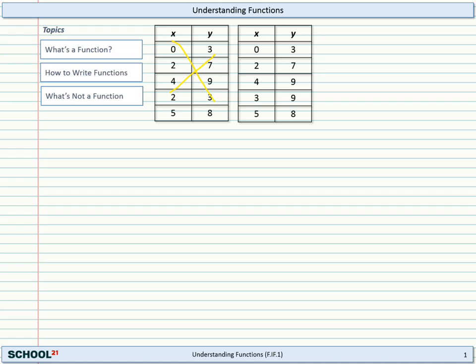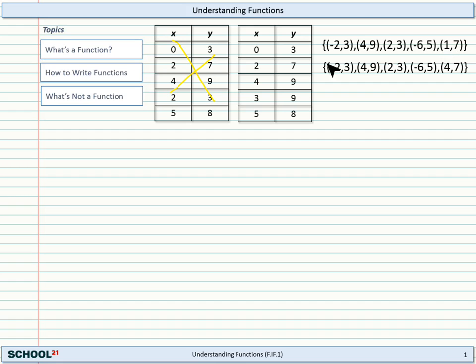The other one is a function because it doesn't repeat any of the x inputs, so we don't have any different outputs for the same input. Now let's take a look at some sets of points. Here are 2 sets of points. Now when we say points, we mean coordinate pairs, like this one is x equals -2, y equals 3, x equals 4, y equals 9, etc.